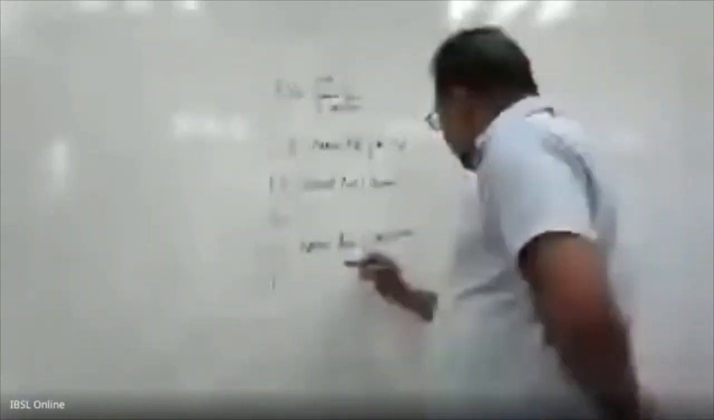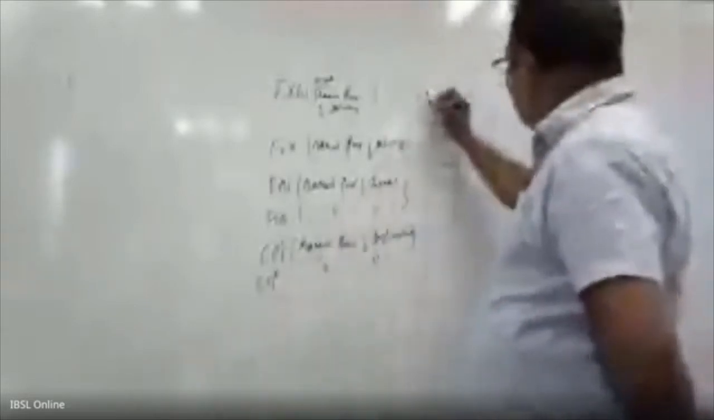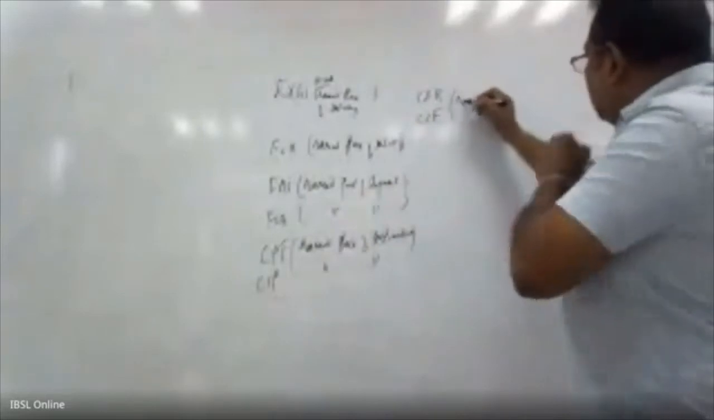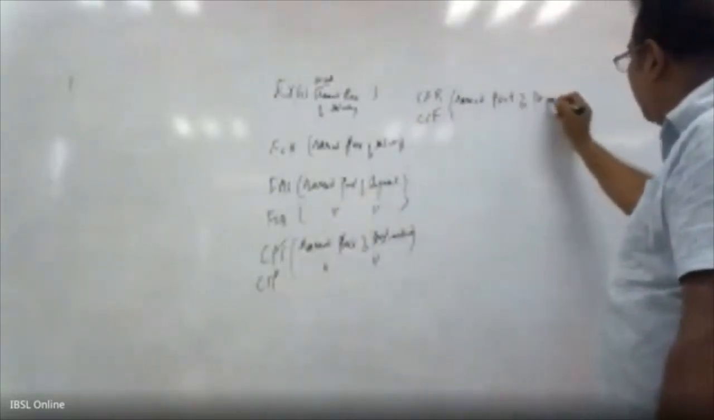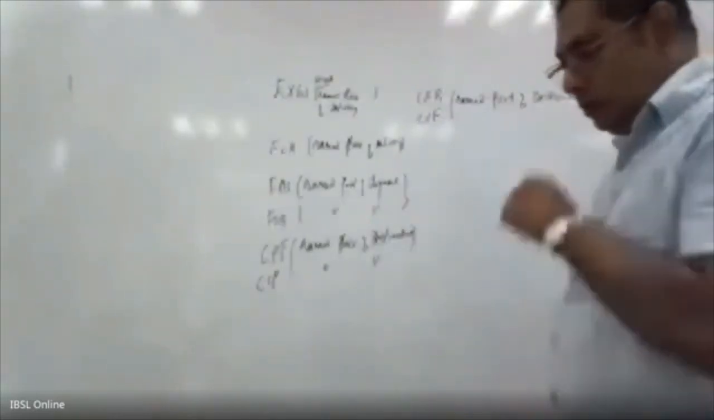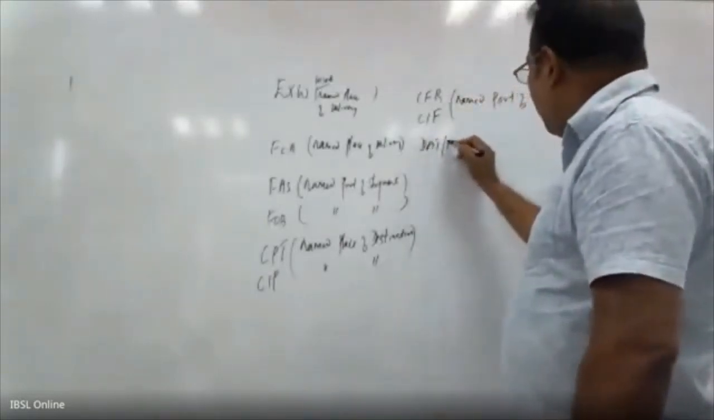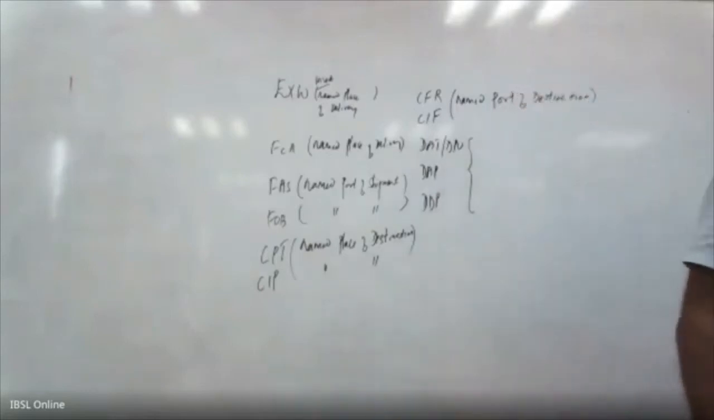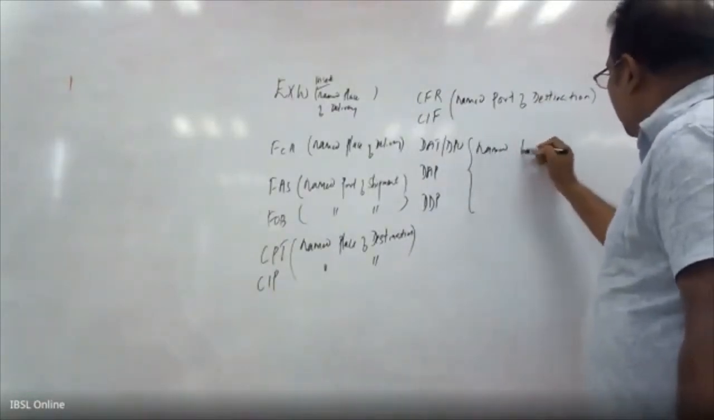Name place of destination for both. Then the CFR and CIF, name port of destination. Named port of destination. Then the DAP or DPU, name place of destination.